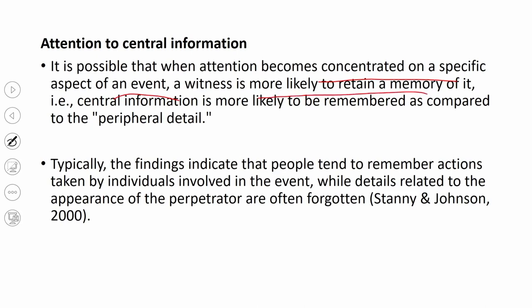So, it is possible that attention becomes concentrated on a very specific aspect of the event, like the weapon. The witness is more likely to retain memory of it, that is, central information is more likely to be remembered as compared to the peripheral. So, people are able to report central things, but when peripheral things are asked, people generally are not able to accurately report, because they have not even processed them properly. Typically the finding indicates that people tend to remember actions taken by individuals involved in the event, most of the important actions in the central aspects, while details related to the appearance of the perpetrator and other peripheral details are generally forgotten.